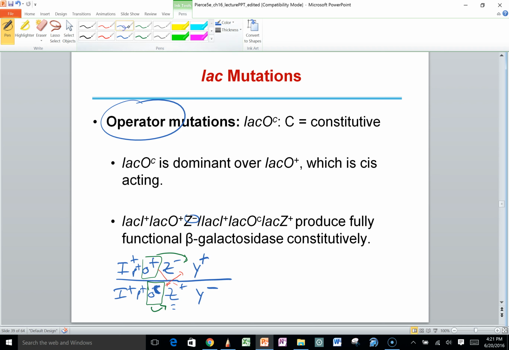So we do the experiment, and we ask in the absence of lactose, in the presence of lactose, and we look at beta-gal and permease, what's going on? And we're looking at this overall situation. Well, it turns out that the operator acts in cis. So the normal operator is going to control just the permease gene, and it's going to act normally because it's a wild-type normal operator. But Z plus is under control of the constitutive operator, and so it's always on.